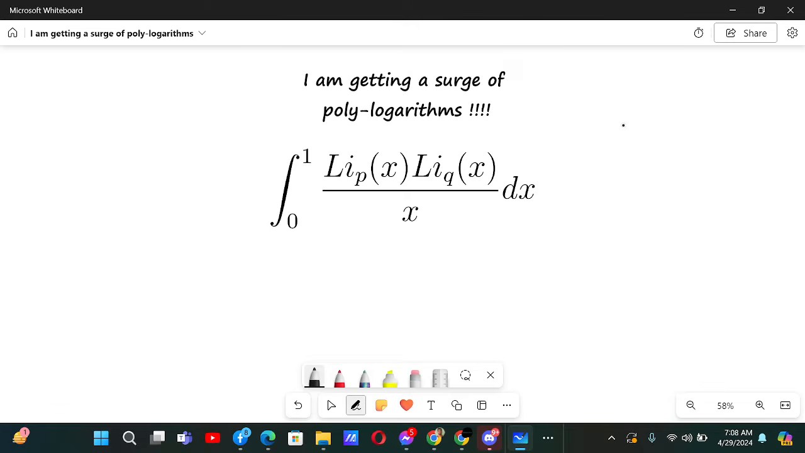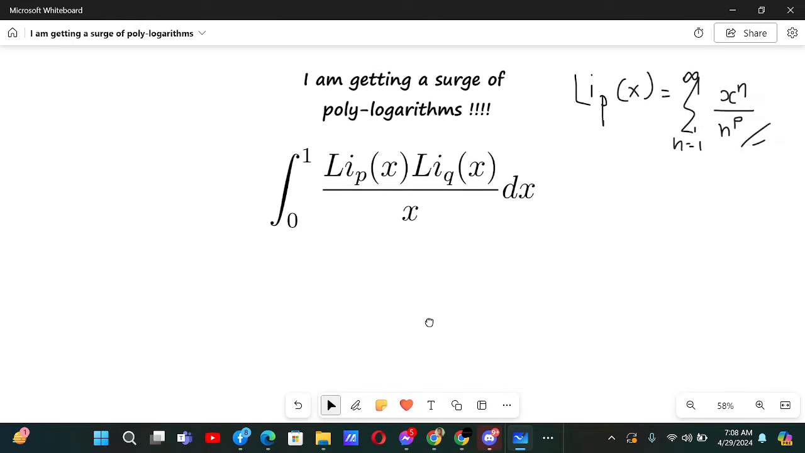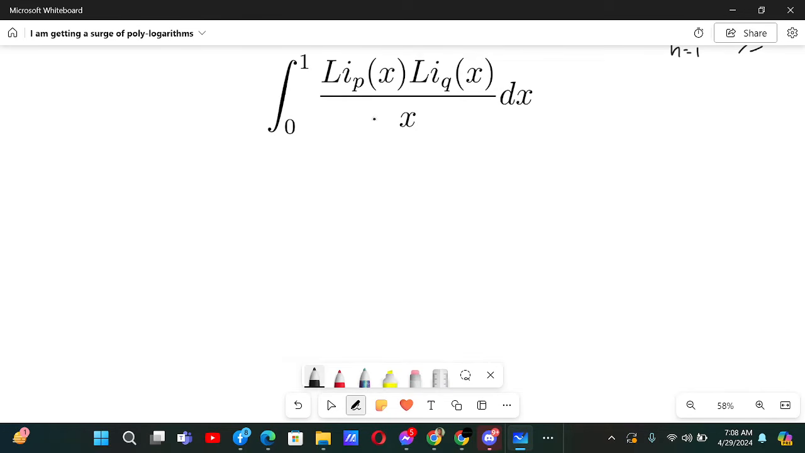First of all, just to simplify things, we will use the definition of polylogarithms. We know that polylogarithm base p of x is just the sum from n equals 1 to infinity of x to the power n by n to the power p. We'll use this definition, and that will make things somehow simpler, though not really, but somehow. Okay, and we have the integral from 0 to 1 by x.